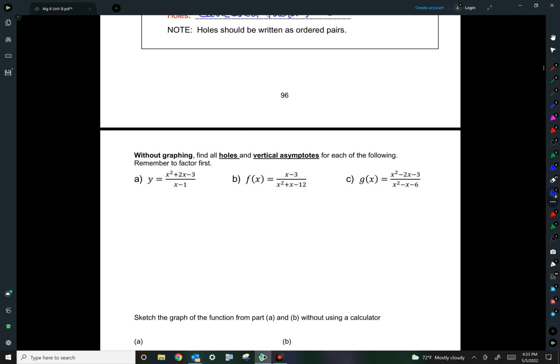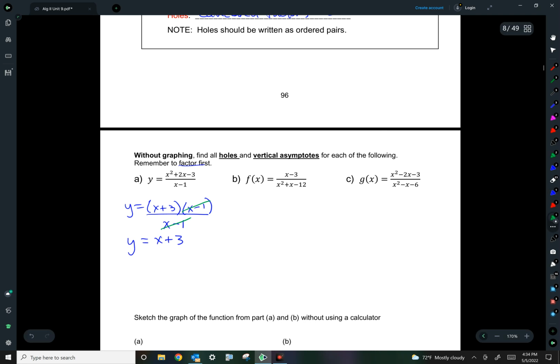Okay, so how does this work for homework? Well, without graphing, so I don't need a calculator, find all holes and vertical asymptotes. The first thing I need to do is factor. On the top, I've got x plus 3 and x minus 1. That'll give me the positive 2 in the middle, all over x minus 1. I can see that the x minus 1's cancel, and so my actual equation is y equals just x plus 3, because the x minus 1's canceled.